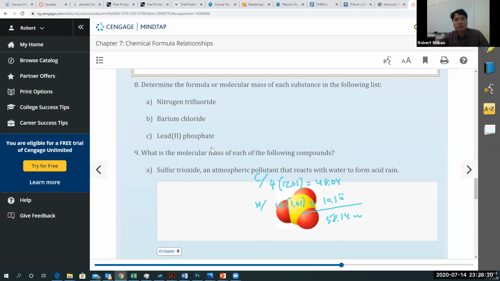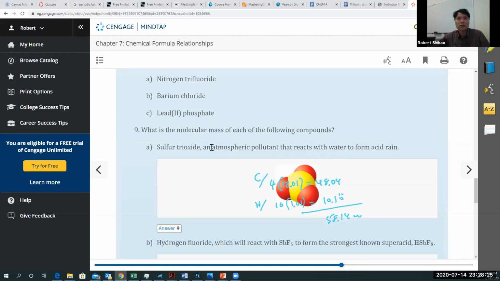Nitrogen trifluoride, NF3, barium chloride, BaCl2, lead(II) phosphate. This one's a bit more tricky. Let's write that one out. Lead 2, there's 2 ways. I'm going to do the second way of doing it.